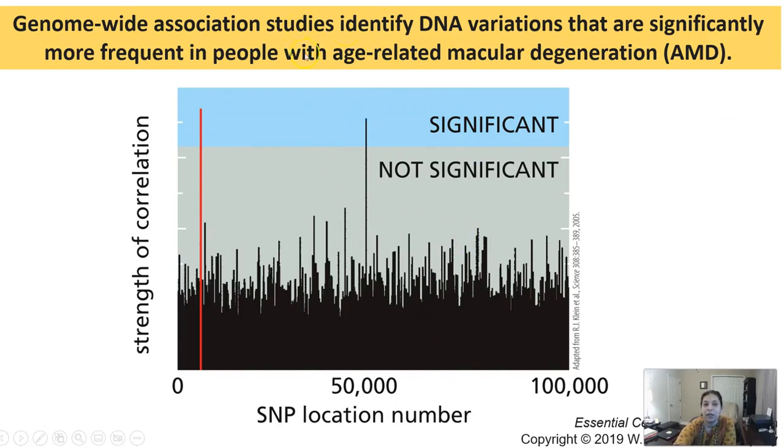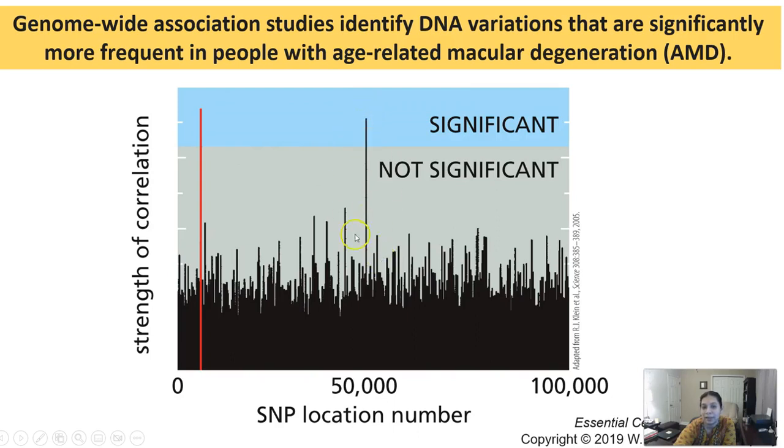So in this case, you're seeing a SNP genome-wide association study. You're looking at strength of correlation, and you're looking at SNP location number. So these are all the different SNPs that they examined. And you look at the correlation. The higher the number, this is the threshold that we are looking at. This would be the significant. And at the end of the day, only one reached the significance.